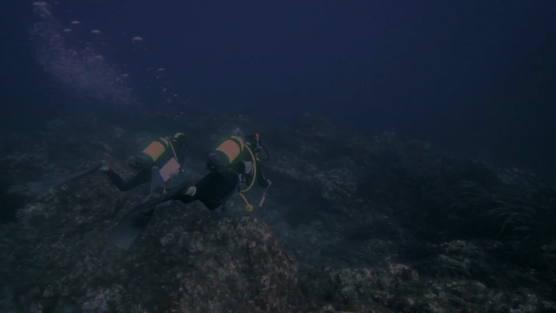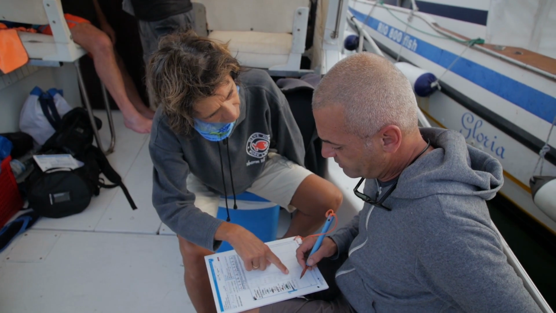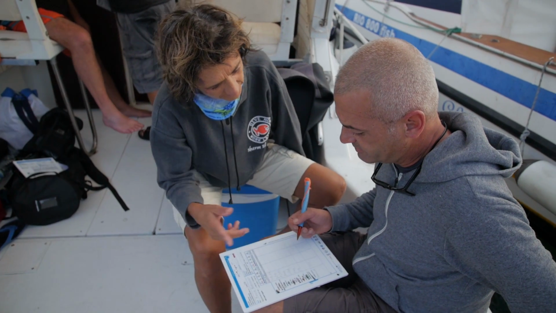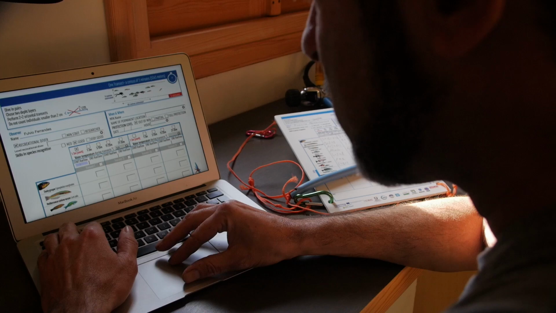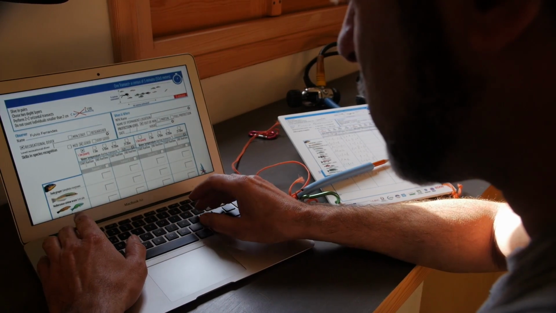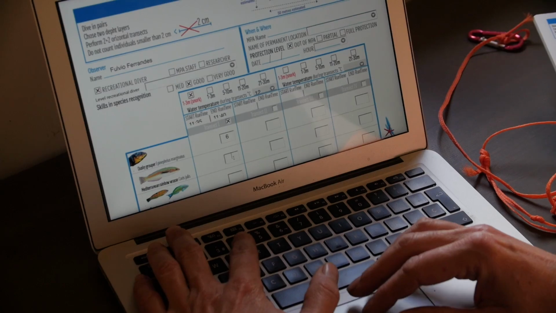After the dive, during the debriefing, the staff of the marine protected area or your diving instructor will check and validate your counts. These data will be finally copied on your logbook and uploaded to the system with a computer or a tablet.